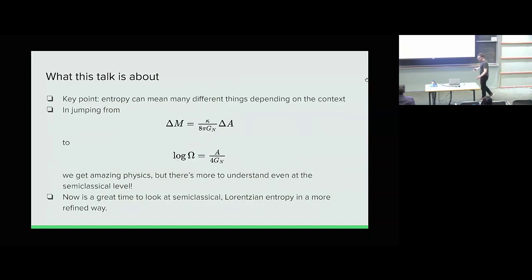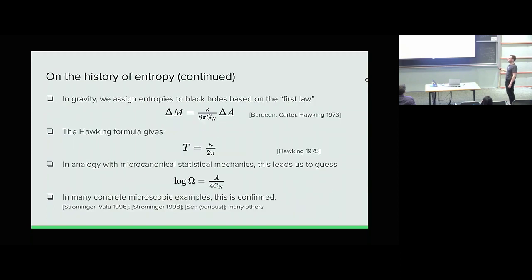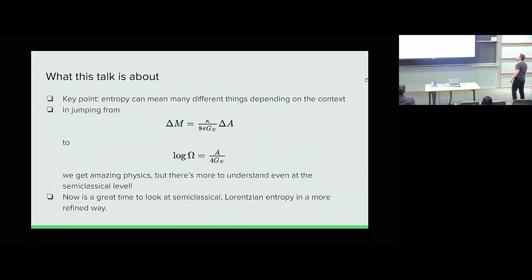Okay, so that's great. That's a story that we all know at least the basics of very well, and it is clearly still proving very fruitful and is giving us new and interesting physics all the time. But what this talk is about is I want to return to this information theoretic refinement of entropy and remind us that entropy can mean many different things depending on the context. So while a lot of progress has been made in going from this first law of thermodynamics into thinking about entropy as state counting, there's a lot more we could do to think about entropy even at the semi-classical level. And I think there are certain recent developments that make now a really good time to do that, because we have tools that we didn't have before.